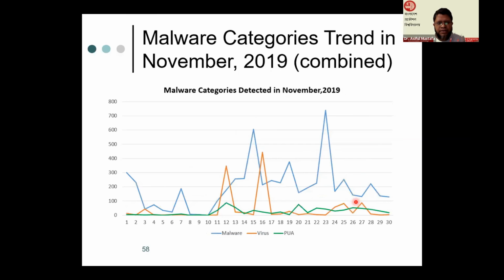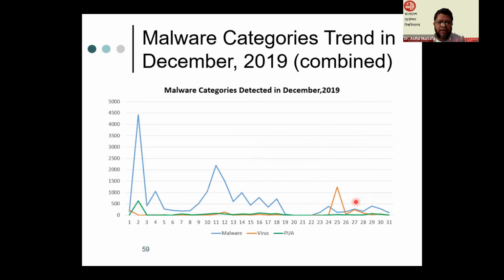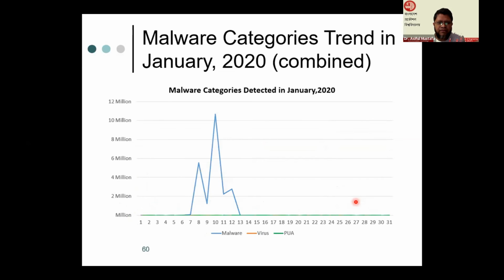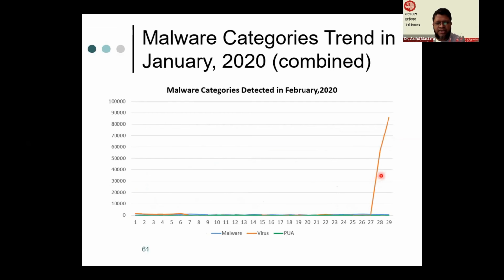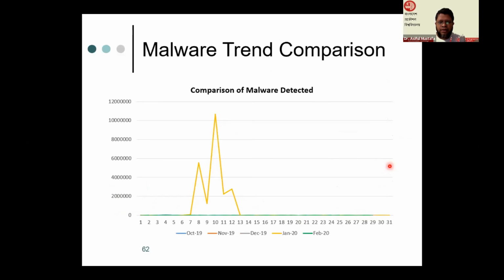So this is combined. So you see similar trends for malware in November and then December. And in February we see a different pattern. So in February there is an attack at the end of the month, and we see a virus attack. In the days up to 27, it's very close to normal scenarios. But after 27, we see a spike in virus attack that happened in the system. So this is the malware detected comparison over different months.